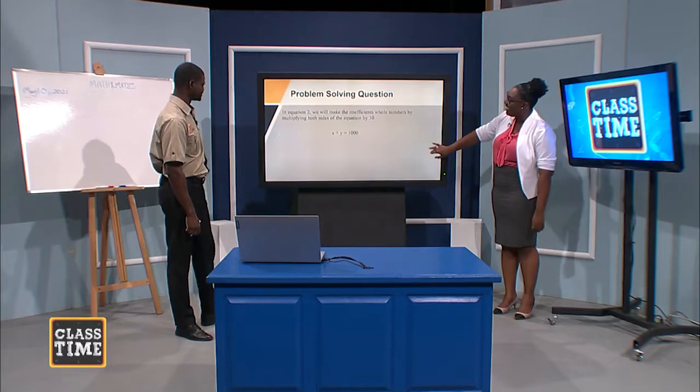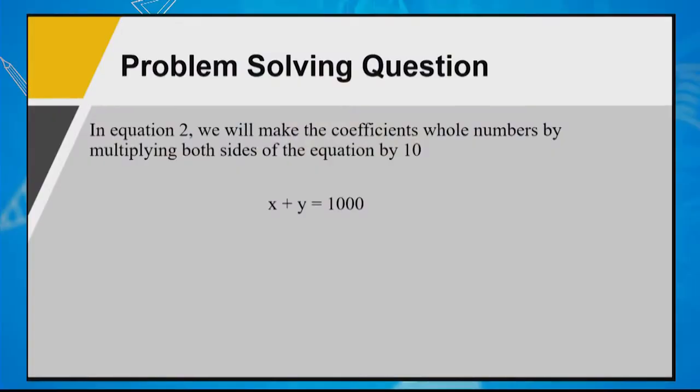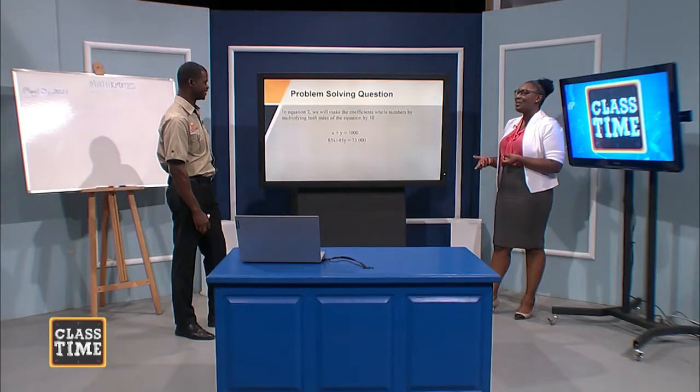So in equation 2, we'll make the coefficients whole numbers by multiplying both sides by 10. It's just for ease of computation that we're doing this. It makes it easier for you to compute when we're dealing with whole numbers.